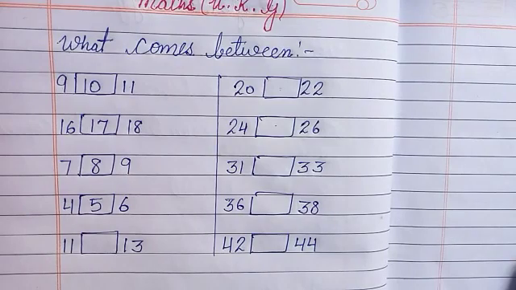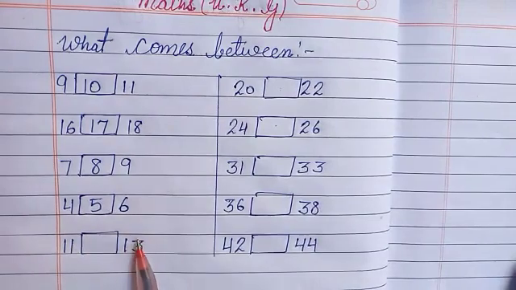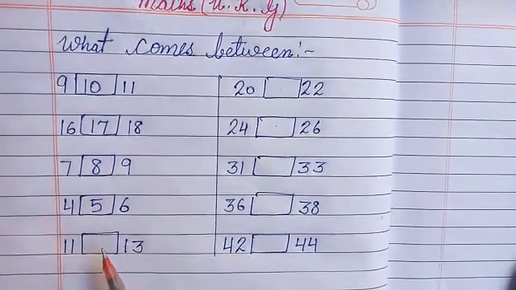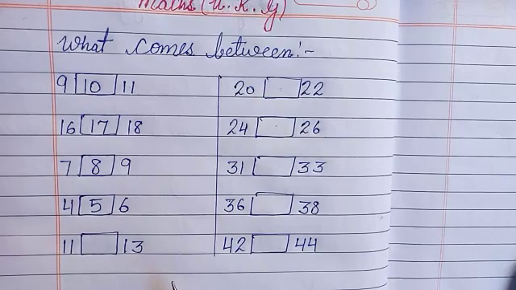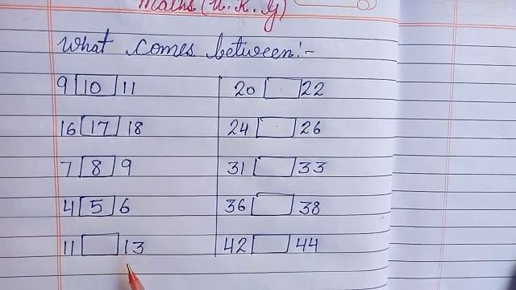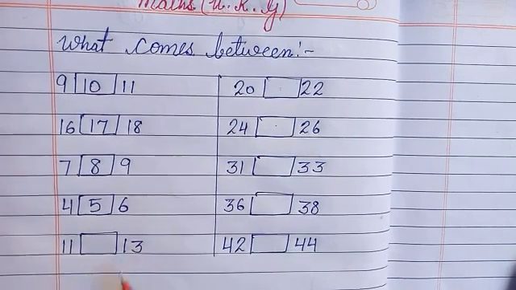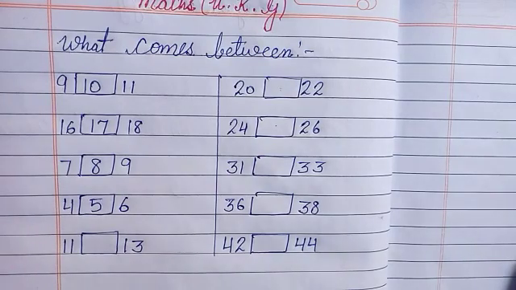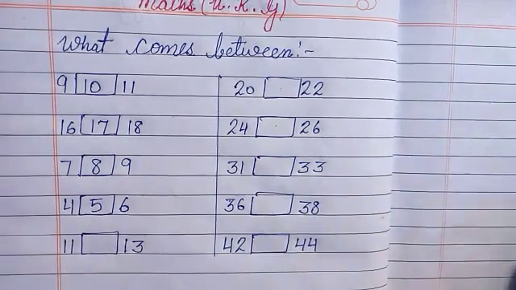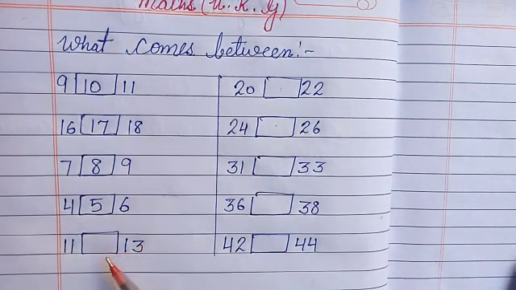Now I am going to solve the next question. Here are 11 and 13. Which number will come between 11 and 13? Again I repeat it. Which number will come between 11 and 13? 12 comes between 11 and 13. Again I repeat it. 12 comes between 11 and 13. You write here 12.